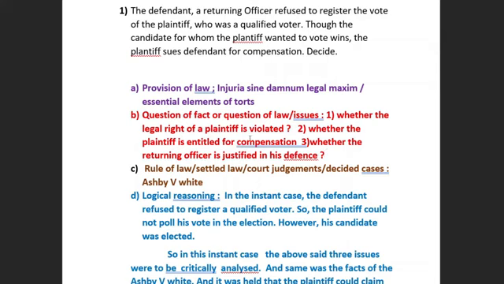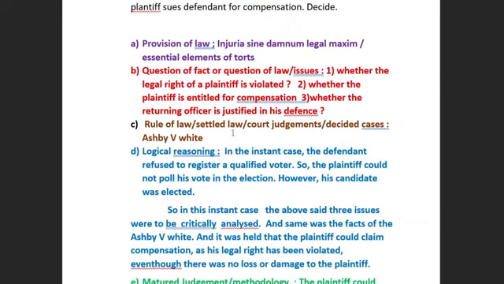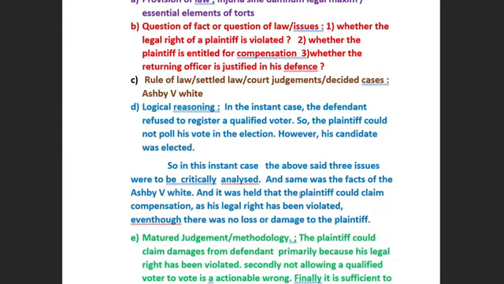So these are all the issues you have to frame on your own. Then you have to write the rule of law, settled law, court judgments. Here there is one case like that, that is Ashby versus White. You know very well, it is the primary thing we have to teach you when you come to the law school or law college. Then logical reasoning you have to write.